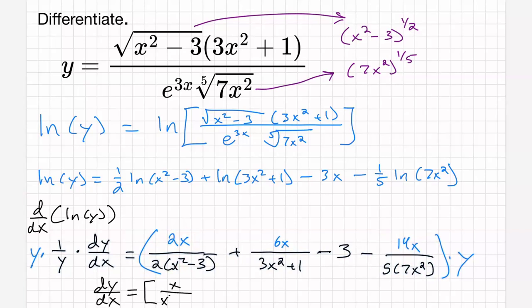X over x squared minus 3 plus 6x all over 3x squared plus 1 minus 3 minus 2x all over 5x squared, which actually we should just put 2 over 5x, sorry, times the very thing we started with. Okay, so let me give myself some room.